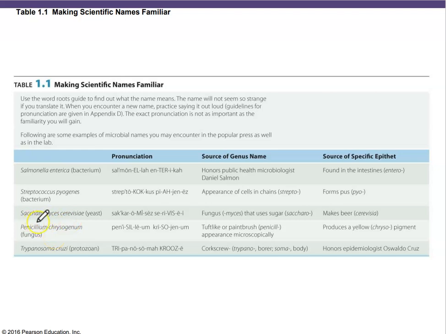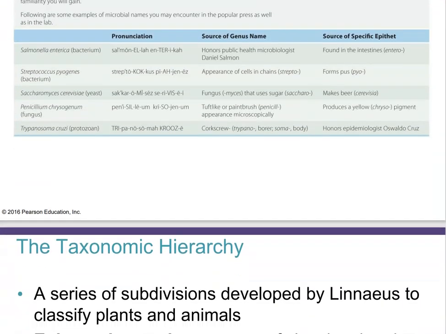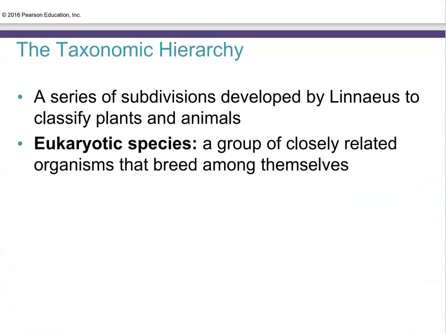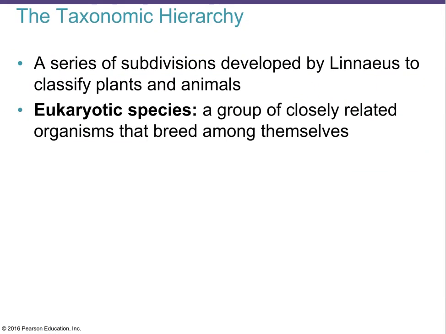Note that the genus name is capitalized. They are all italicized, these names, and the species name does not get capitalized, so it gets small letters. So that's the common convention: you describe a species with a genus name that's capitalized, a species name that's not capitalized, but both genus and species name are italicized. So that is the convention. Okay, so let's take a look at the taxonomic hierarchy.